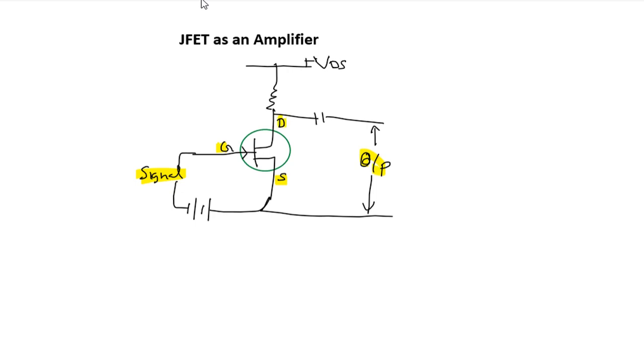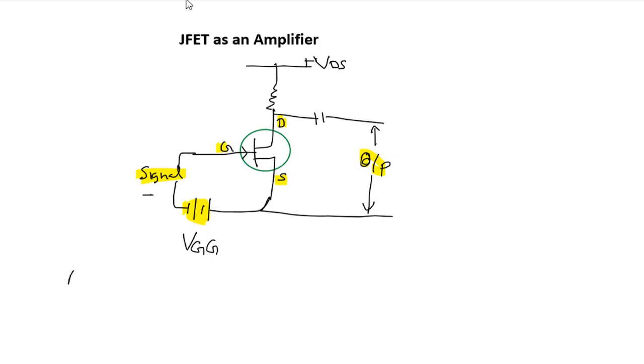For proper operation of the JFET amplifier, the gate must be negative with respect to source, and the input circuit must be reverse biased. So we included a battery here, and this battery is said to be VGG, or you can use a biasing, as in case of a transistor, such that the input circuit is reverse biased. Now a small change in the reverse bias on the gate will produce a large change in the drain current.